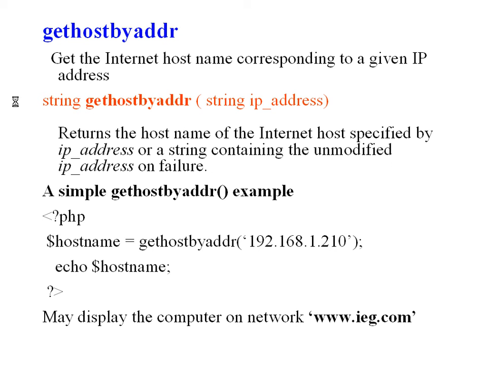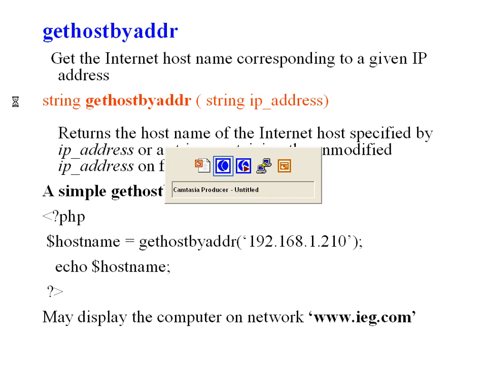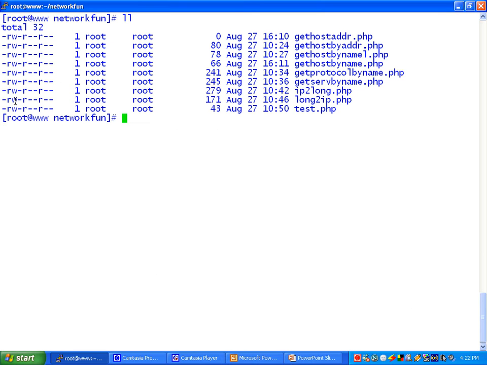First one is gethostbyaddr. Get the internet host name corresponding to an IP address. The signature is as follows, which will expect an IP address and returns the string equivalent of the IP address. Let us demonstrate this one with a simple program.